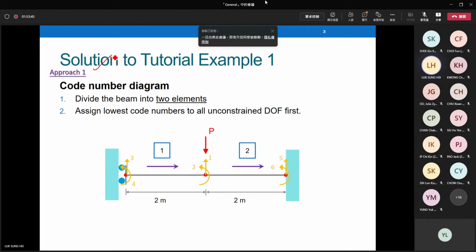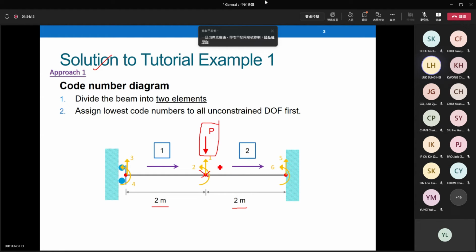And then I will show you what happens if we change this discretization scheme. That is version 2, approach 2. I will show you later. Version 1, using two elements. Well, when we divide the whole structures into two equal elements with length equal to 2 meters for each element, then you can see that the concentrated load, the point load, is exactly applied on the middle node.